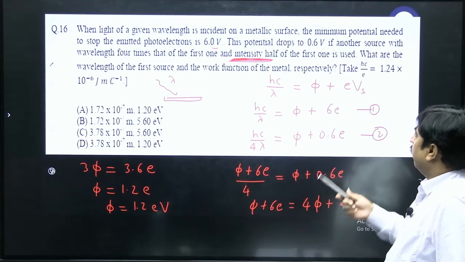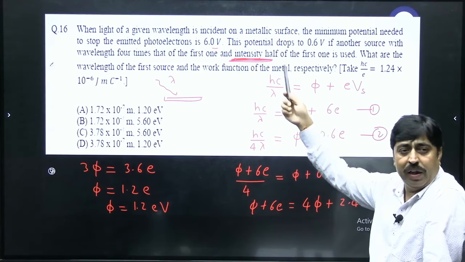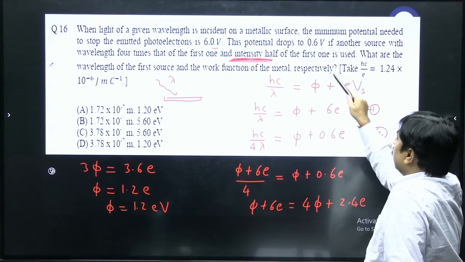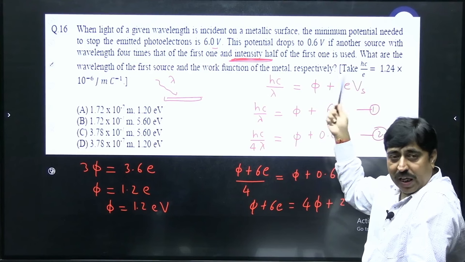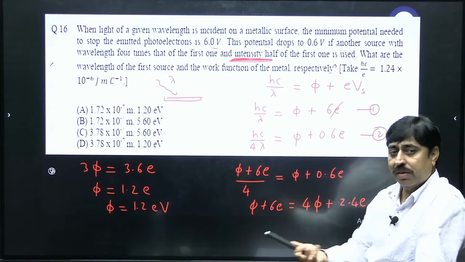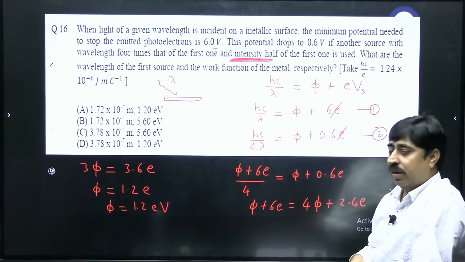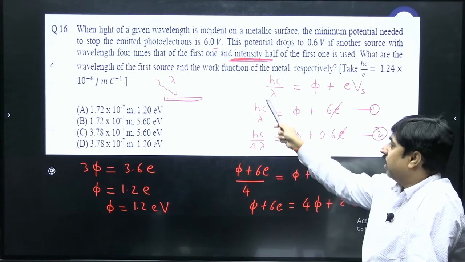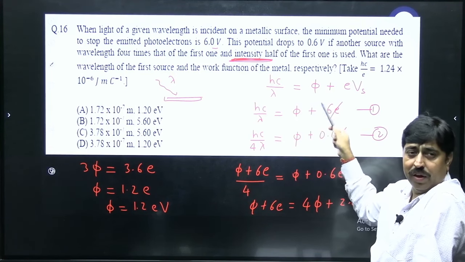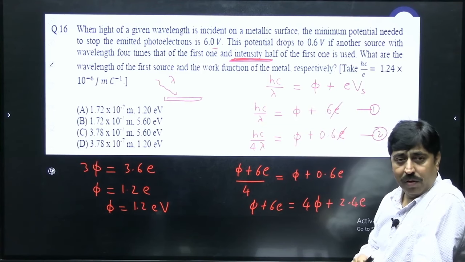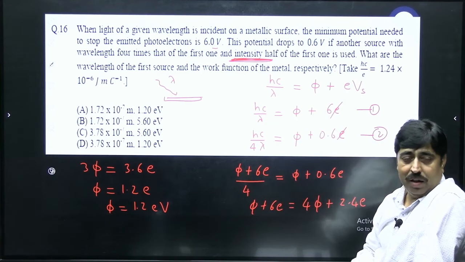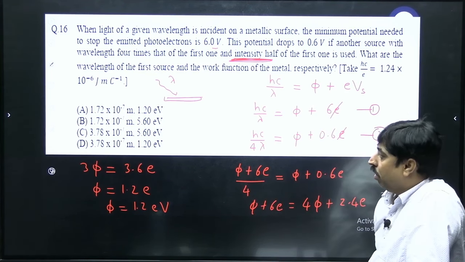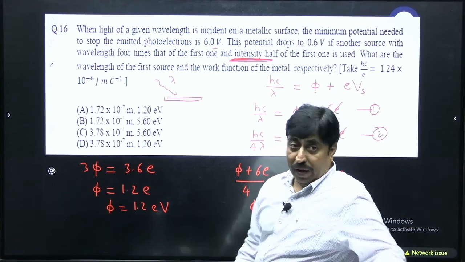Or if from the beginning itself you write all the energy values in electron volt, what will happen? Let us say we have written this in electron volt, this is also in electron volt, this is also in electron volt. If you decide that way, then you need not write this E, it is 6 electron volt. Again, you need not write this E, it is 0.6 electron volt. So now we are sure that this is an energy value in electron volt, this is energy value in electron volt, and this is energy value in electron volt. So in that case, you will not get that E, and phi will be 1.2 electron volt. Okay, fine. So you have got the value of phi in electron volt.